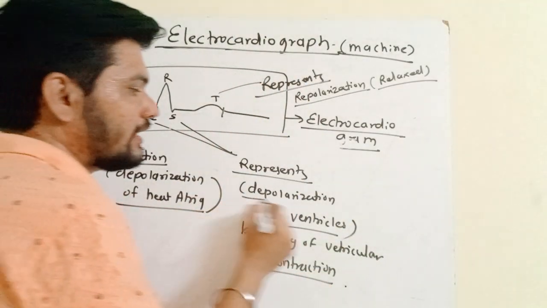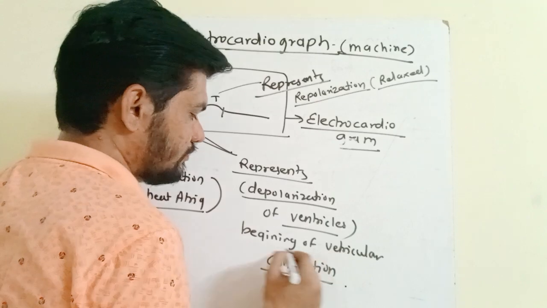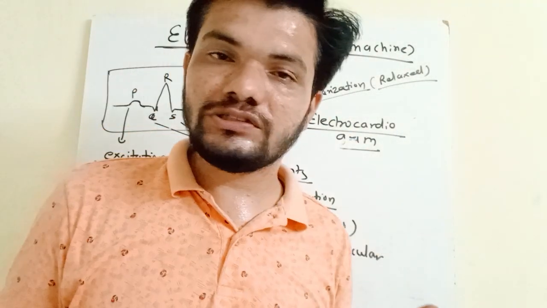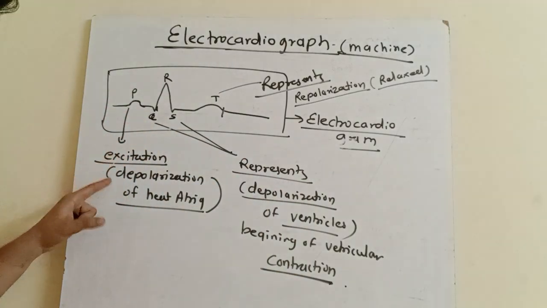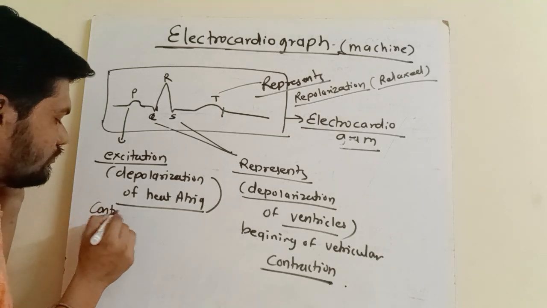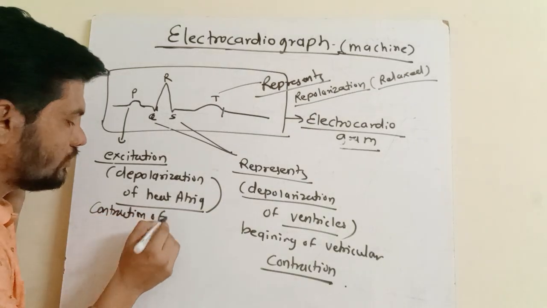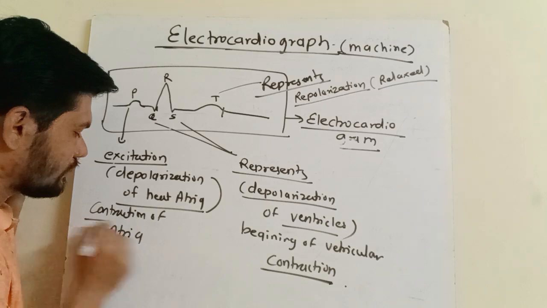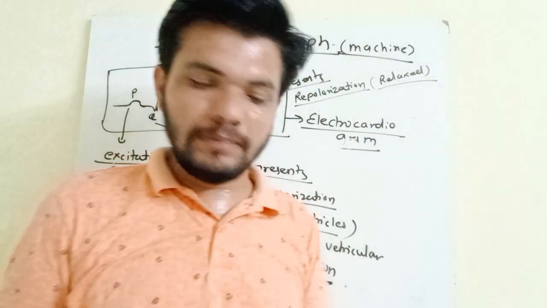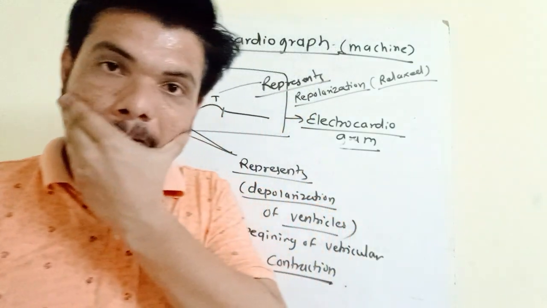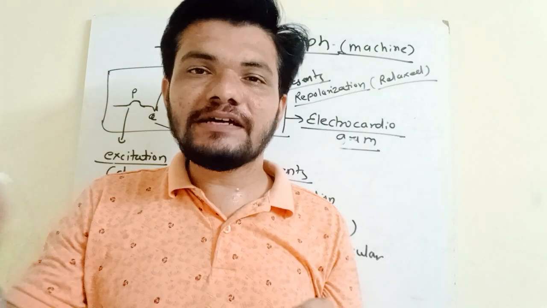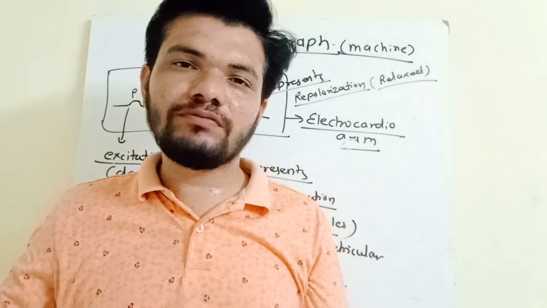QRS represents the depolarization of the ventricles, meaning the starting of the ventricular contraction, and P represents the excitation, meaning depolarization, of the atria, meaning contraction of your atria. So simply by counting the QRS complexes in a given period of time, you can measure the heartbeats of the person.